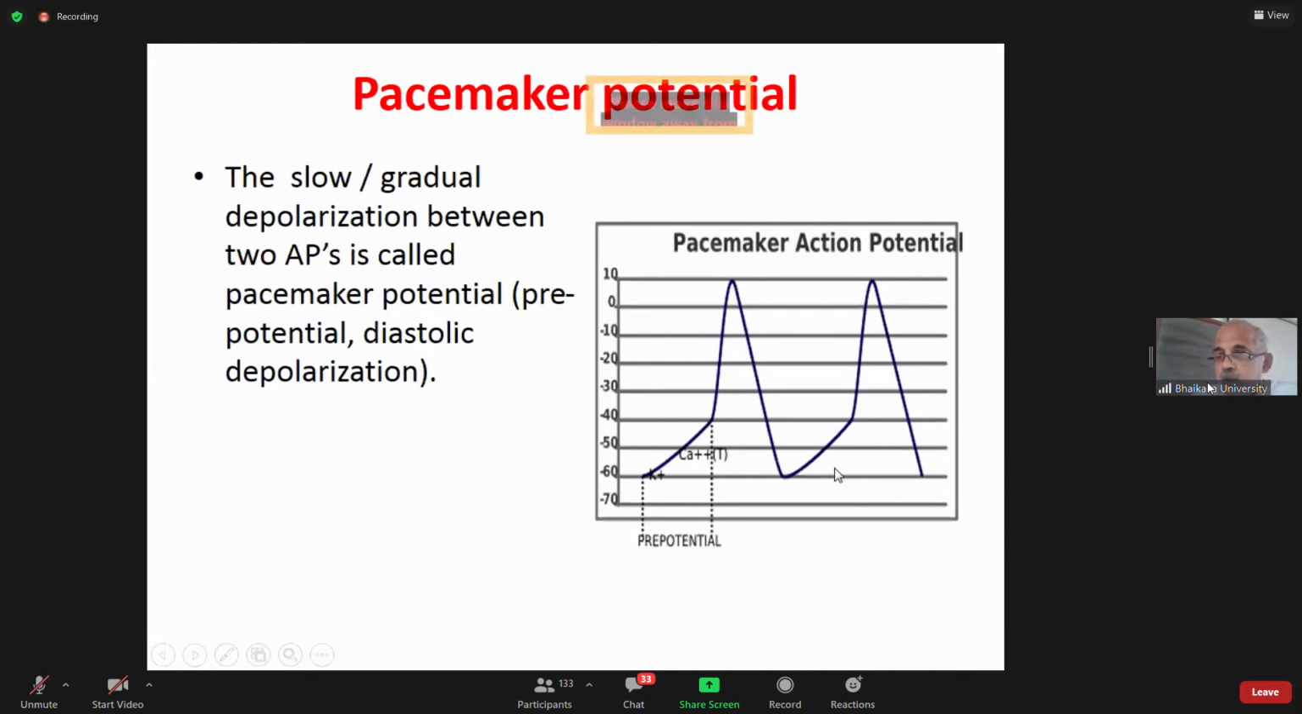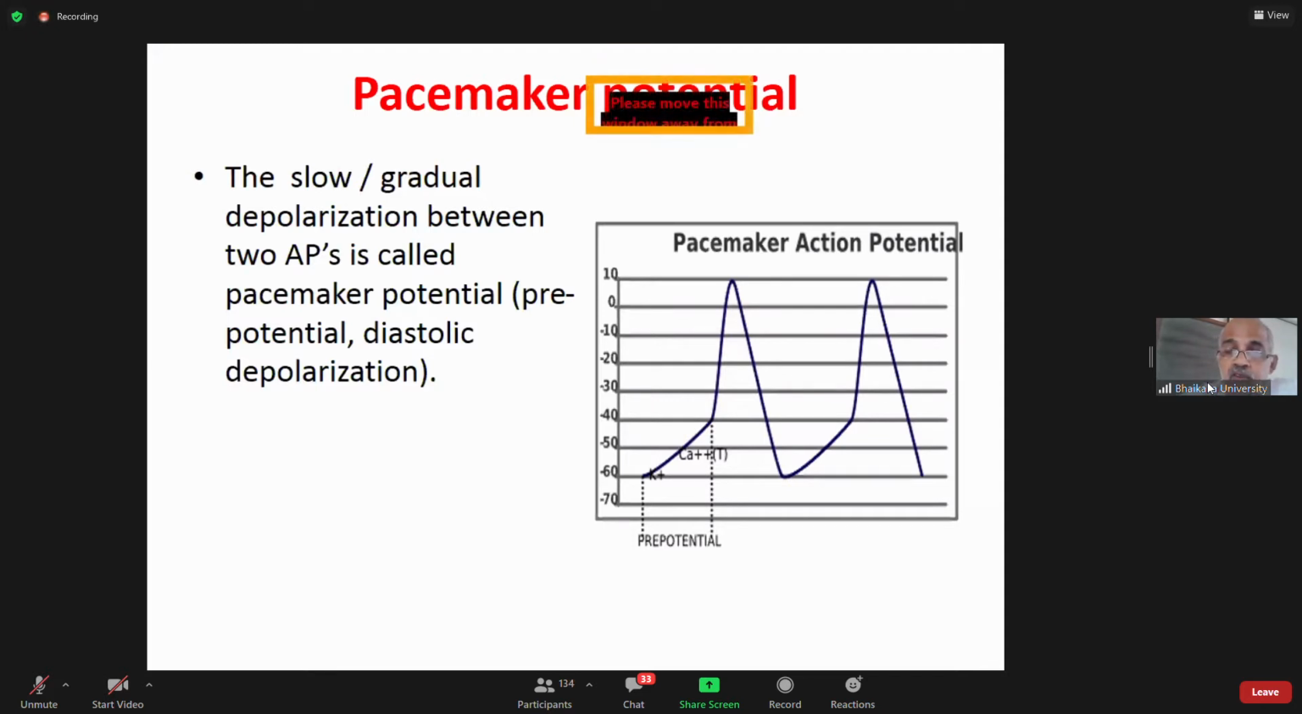The slow spontaneous depolarization seen between two action potentials is called the pacemaker potential or diastolic depolarization, or it's also called the pre-potential. It is seen in pacemaker tissues. Which are the pacemaker tissues? SA node, AV junctions, Purkinje fibers.